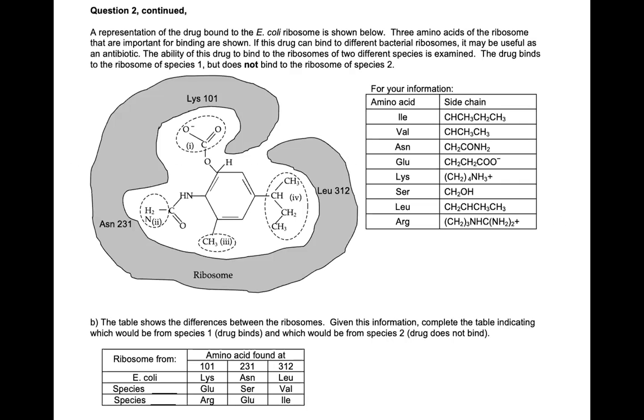And then for D, in terms of non-covalent interactions, so intermolecular forces, explain why the ribosome from species 2 will not bind drug 1, but the ribosome from E. coli, species 1, will. So talk about the IMFs at play in this scenario, which amino acids' IMFs cause it not to bind versus to bind for the other species.